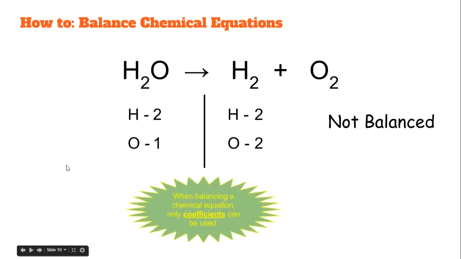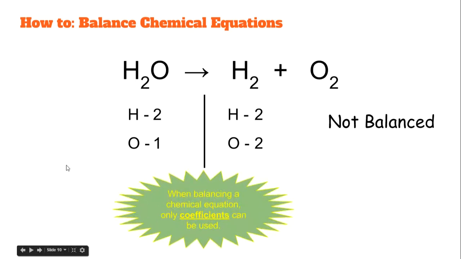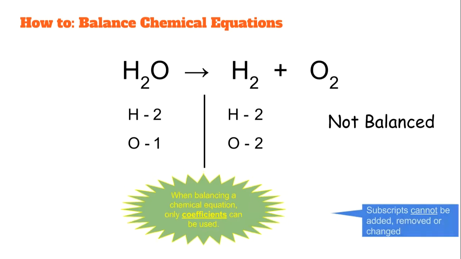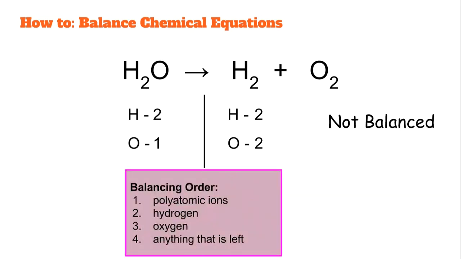Now, when we're balancing, you can only use coefficients. You cannot add, remove, or change the subscripts. All right, so knowing that, there's an order of things to balance. You have to look at your polyatomics first, then hydrogen, then oxygen, and then everything else. All right, so let's go through the list.